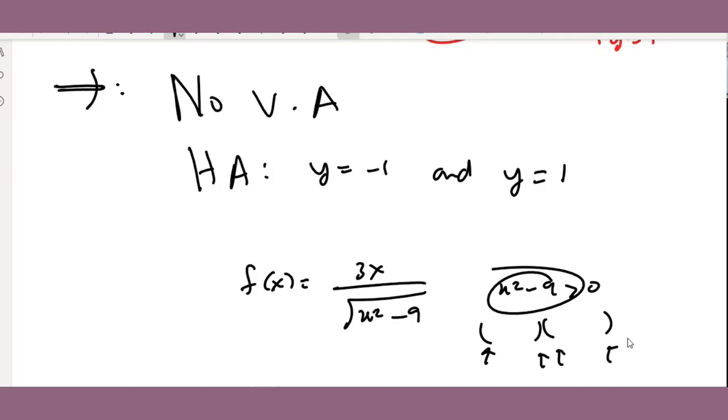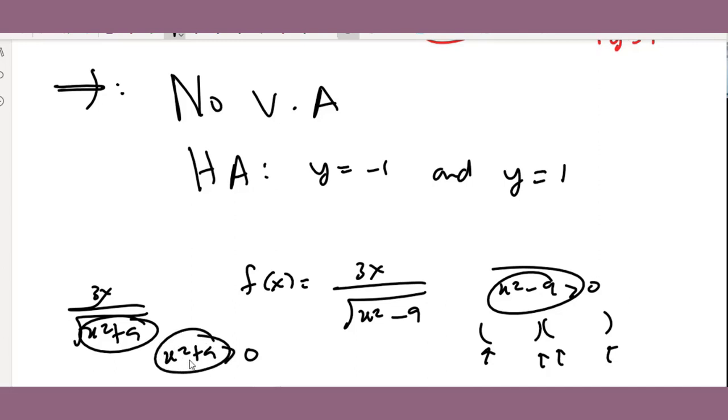But if it is 3x over x squared plus 9, x squared plus 9 is more than 0, right? So it cannot be factorized. That's why we conclude there is no vertical asymptote, because the domain is real numbers. Follow the domain. It is not always the case that the function is considered over all real numbers. Anything else?